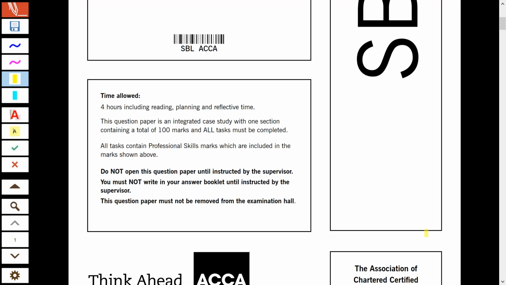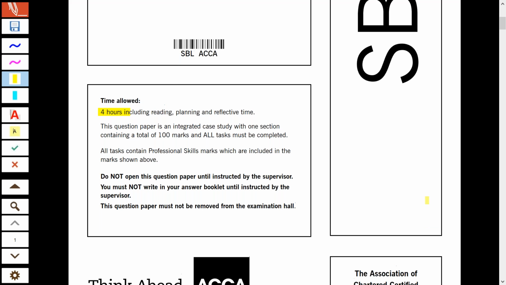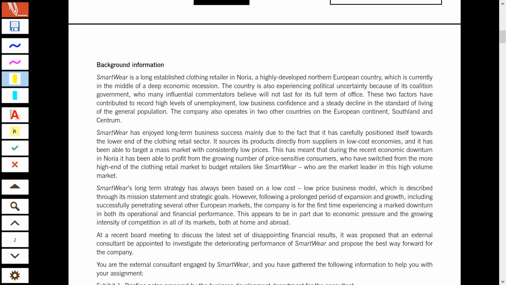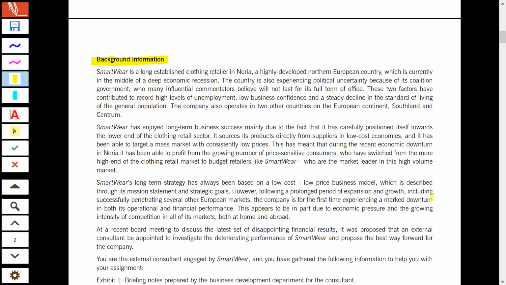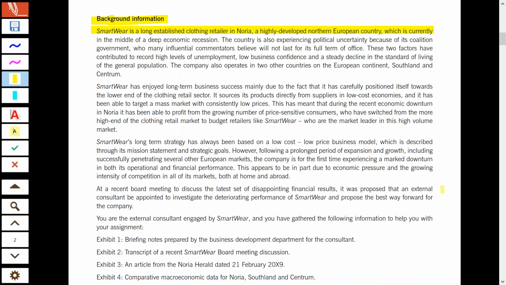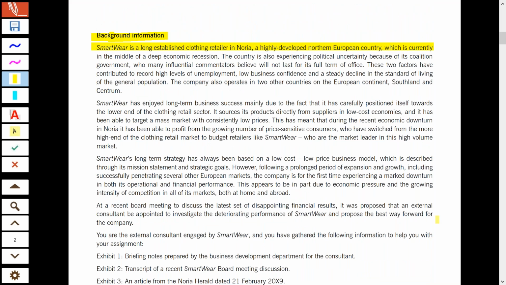When you go down, you will see it's 4 hours. Okay, 4 hours. It includes the reading time and the writing time. It's all inclusive. Okay, and the SBL paper will always start from a background or an introduction about the company. So, for example, this question was about a company called Smartwear. It says it's a long established clothing retailer in Noria, a highly competitive market and so on. So it's going to give you the background of the organization. Generally it's half a page long.